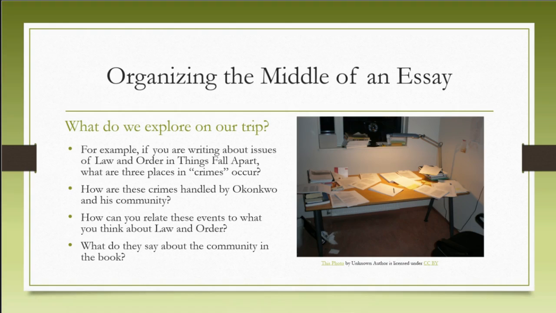And then organizing the middle of your essay. What do we want to stop to explore on our trip? For example, if we are writing about issues of law and order in Things Fall Apart, what are 3 places in which crimes occur? How are these crimes handled by Okonkwo and his community? And how can you relate these events to what you think about law and order yourself? And what do these events say about the community in the book?